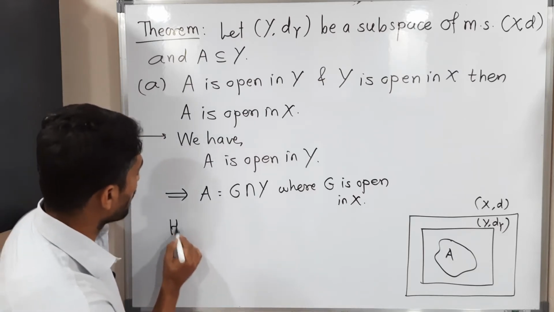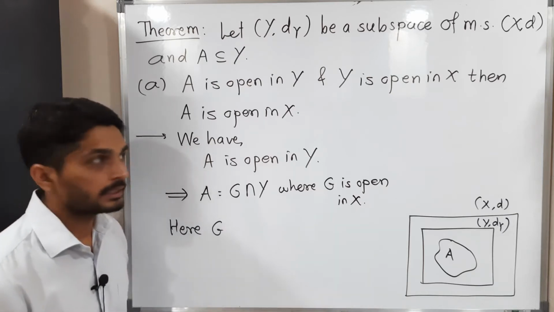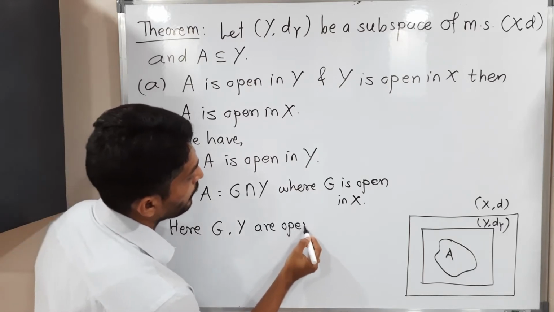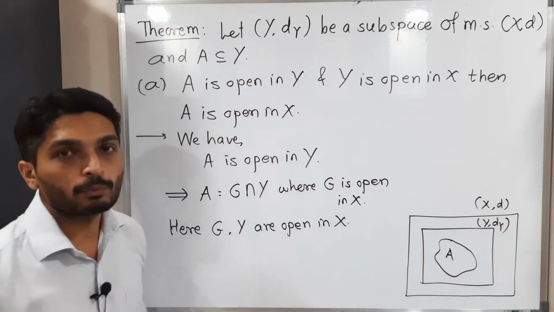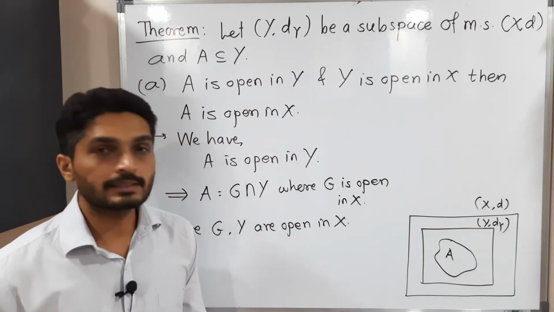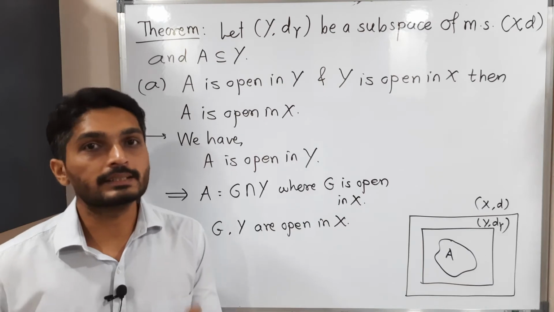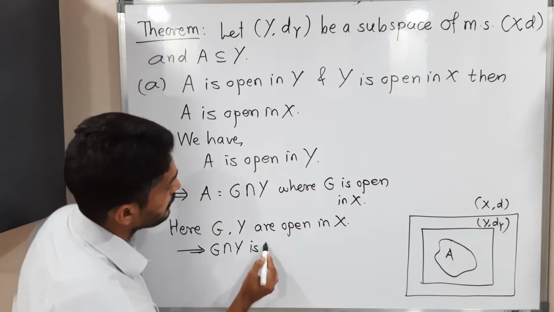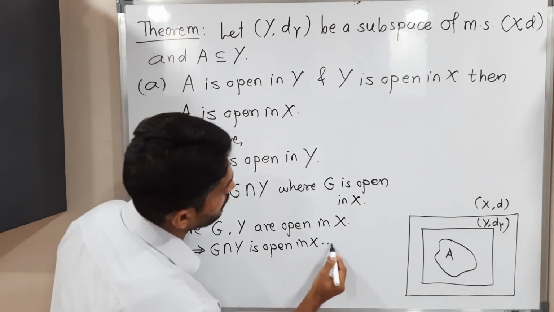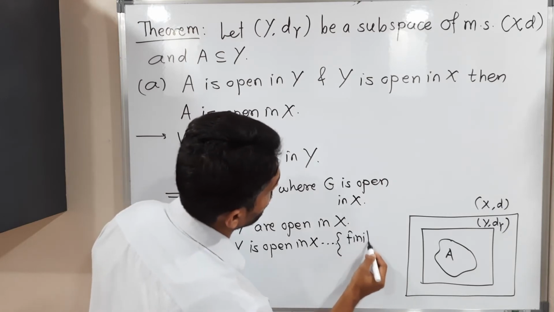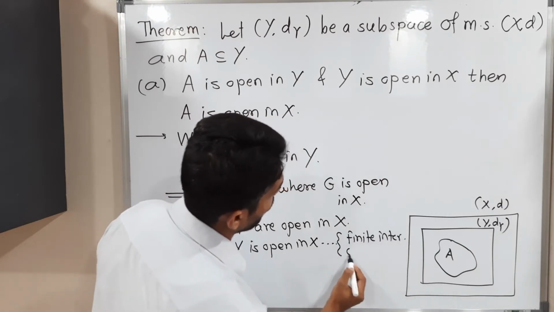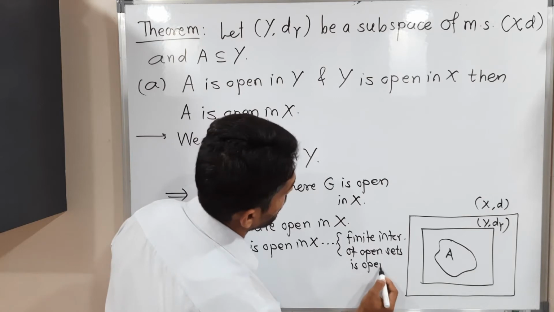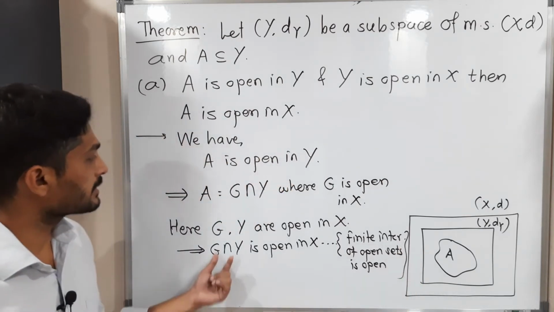So here we have G, which is open in X, as well as the given information is Y is open in X. See, G and Y, both sets are open in X. If two sets are open, the intersection is also open. So I will write implies G intersection Y is open in X. The reason is that a finite intersection of open sets is open. So this result we use here. G intersection Y is nothing but A.